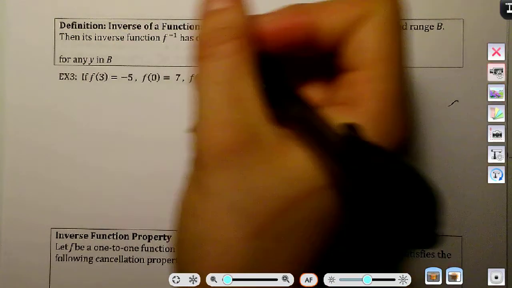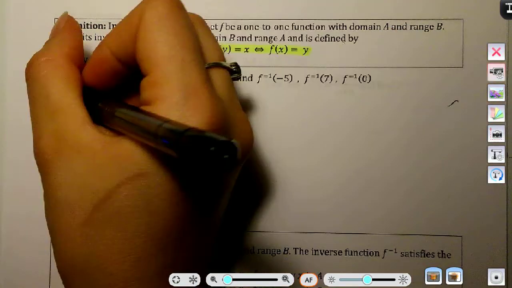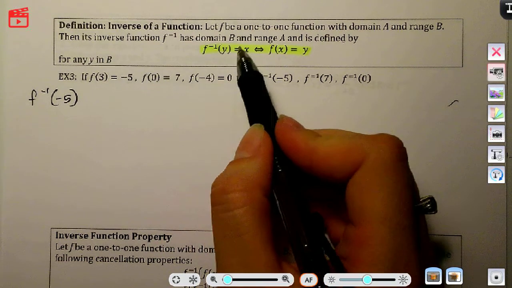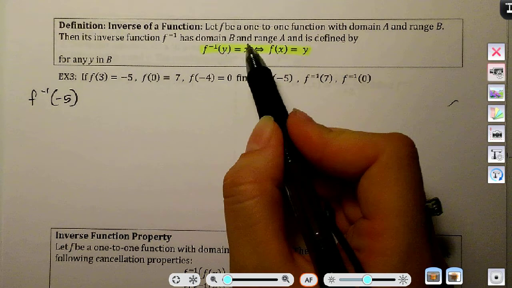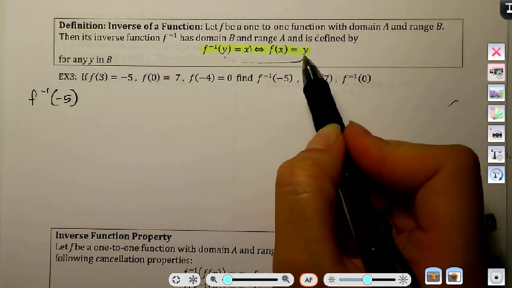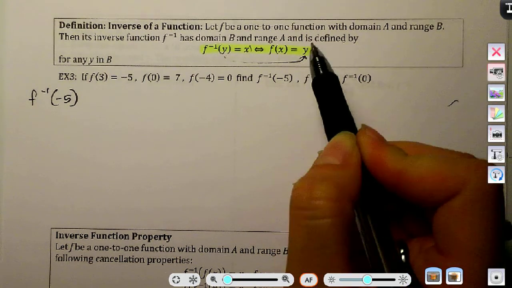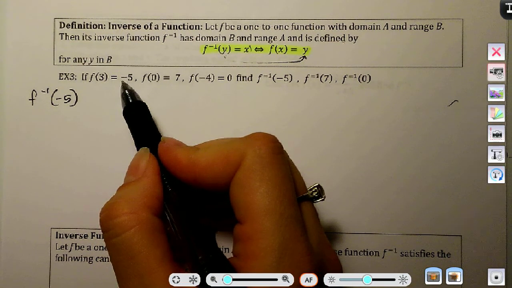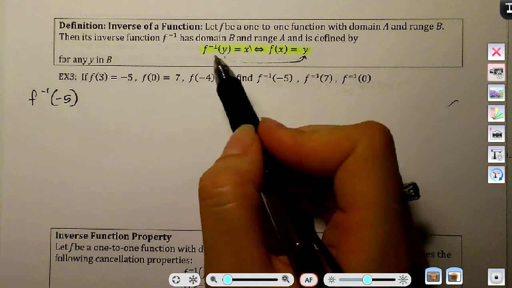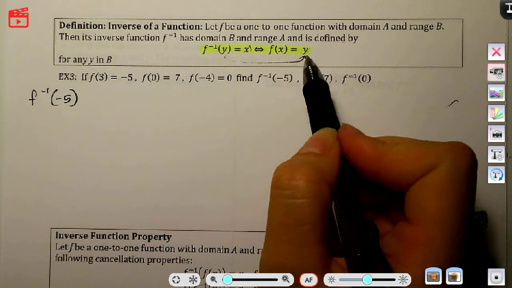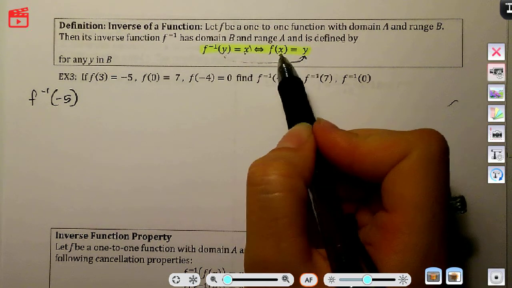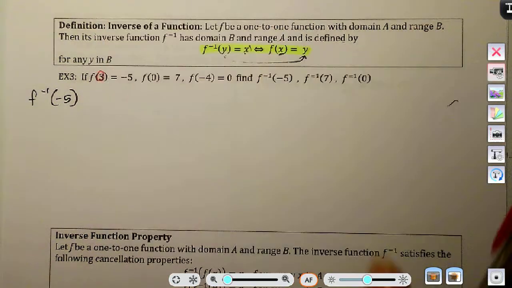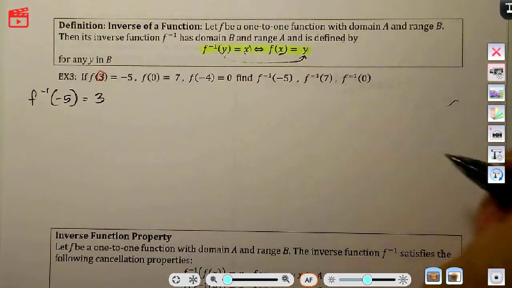So, f inverse of negative 5. Well, according to this, f inverse of a value y will equal x, and we can tag that to when it equals y. So I'm going to look for, of these functions, which one of these equals negative 5? Well, this one equals negative 5. So since this equals negative 5, my definition up here tells me that the x value is the input that I'm looking for. So what's the input for negative 5? The input is 3. So f inverse of negative 5 is going to be 3.